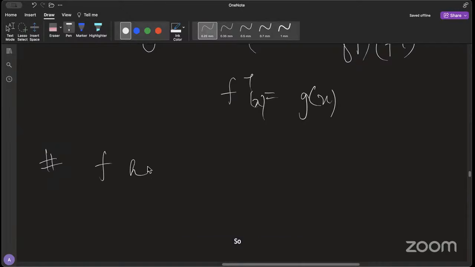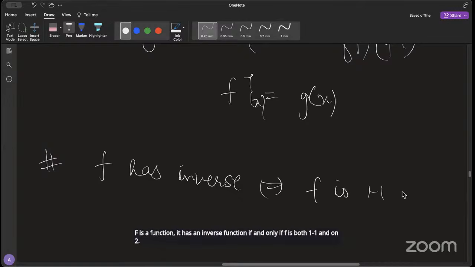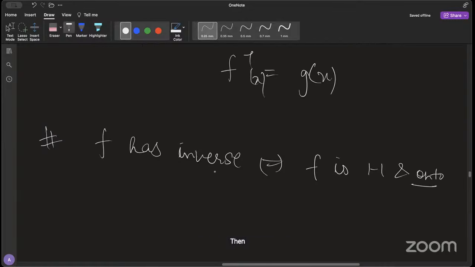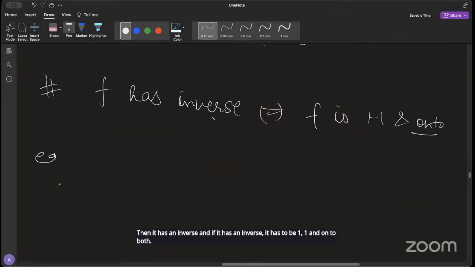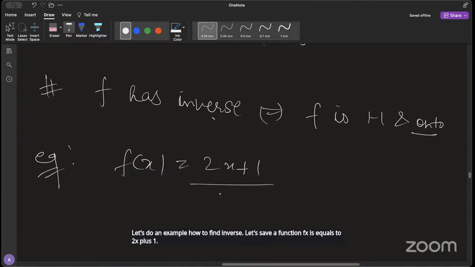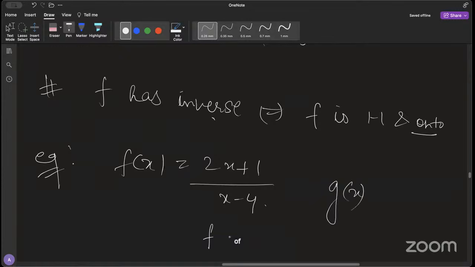So f is a function. It has an inverse function if and only if f is both one-one and onto. So when it's both one-one and onto, then it has an inverse. And if it has an inverse, it has to be one-one and onto both. Let's do one example on how to find an inverse. Let's say a function f(x) is equal to (2x plus 1) over (x minus 4). Then to find a function g of x such that f of g of x is equal to x and g of f of x is also x, you have to find this function, right?